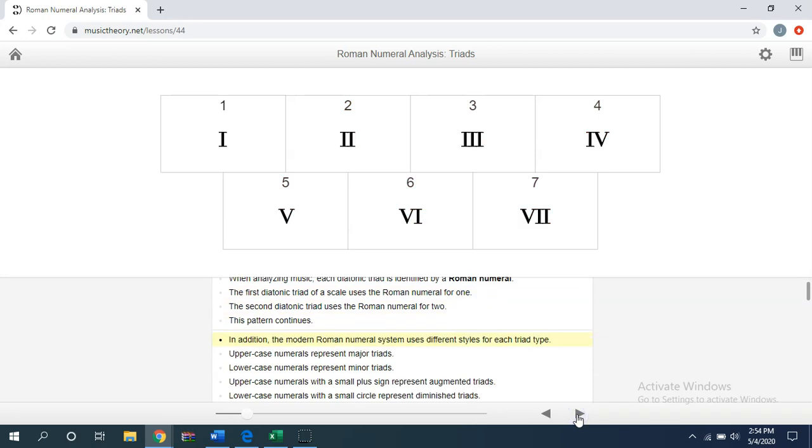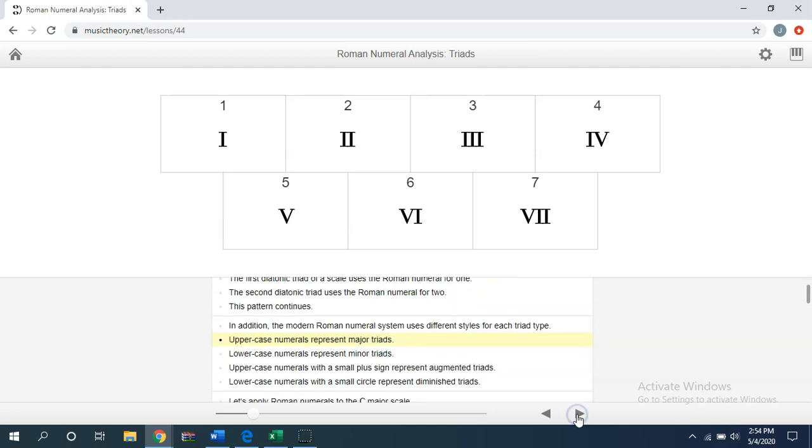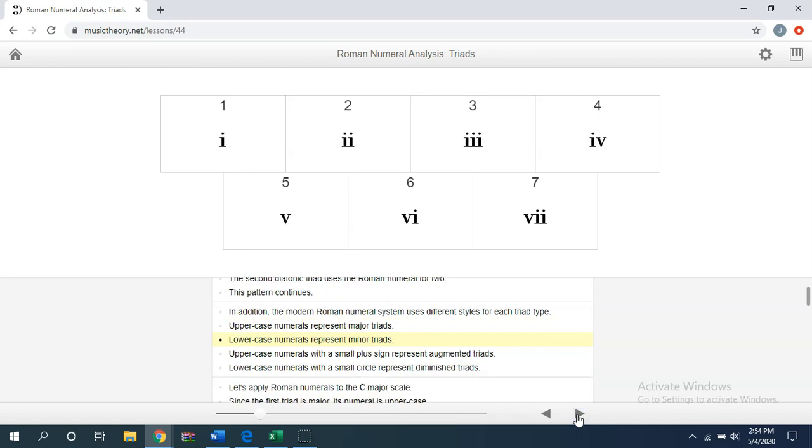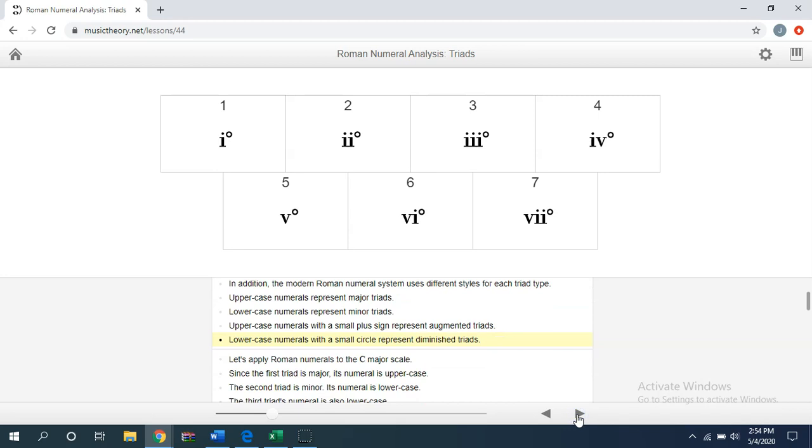and 7. Okay, in addition, there's going to be a different Roman numeral symbol depending on the triad type being used. For example, uppercase means it's a major triad, and lowercase means that it is a minor triad. There's also augmented and diminished, but we're not going to get to those today.